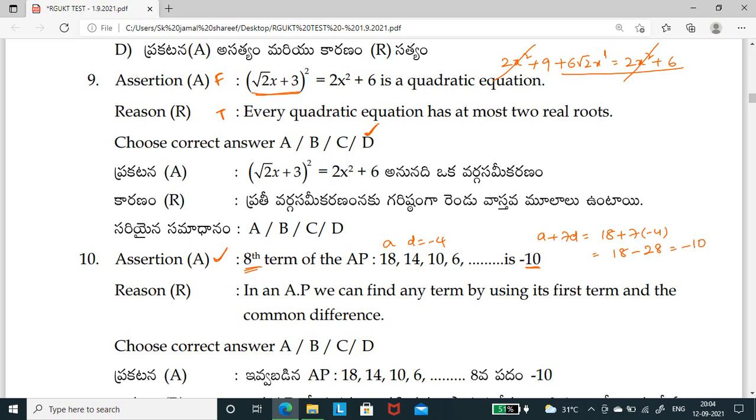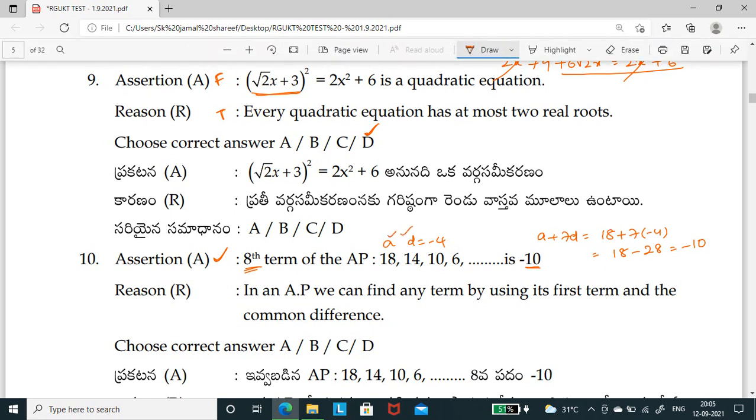Hence, assertion is true. Next, in an arithmetic progression, we can find any term by using its first term and the common difference. Since we have used these two only, reason is also true. So clearly, option A will be my answer here, because both assertion and reason are true and reason is the correct explanation of assertion also.